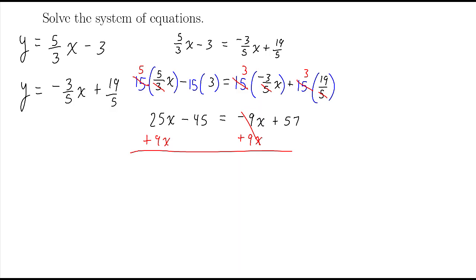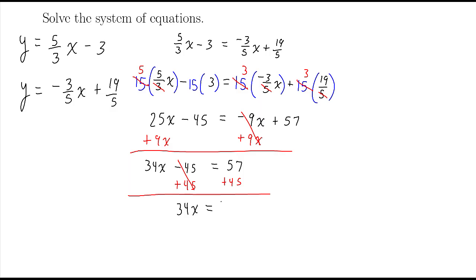25x plus 9x is 34x. Bring down the -45 equals 57. Now let's eliminate the constant term on the left side. So I'm going to add 45 to both sides. That will eliminate the constant term, -45, from the left side. I'm left with 34x equals 57 plus 45, 102.